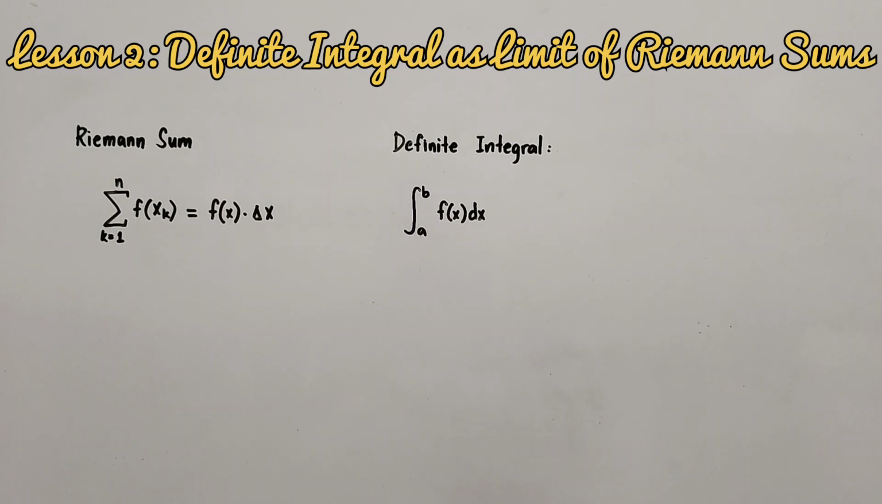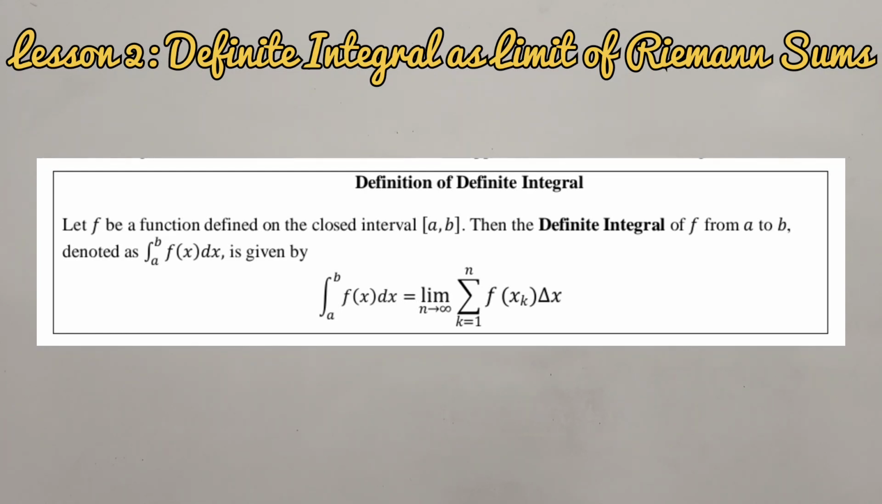With that, the formal definition of definite integral is as follows. Let f be a function defined on the closed interval [a, b]. Then the definite integral of f from a to b, denoted as this notation, is given by the integral of f of x dx from a to b, and this is equal to the limit of the summation of f of x sub k times the step size, where k is from 1 to n as n approaches positive infinity. Take note, the greater the value of n, the closer it gets to the exact area of R, and this number n approaches positive infinity.